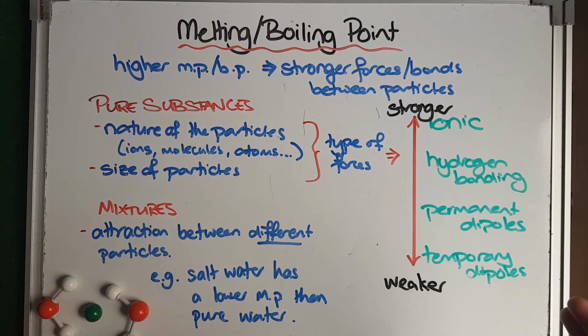A larger electron cloud is more likely to have uneven distribution of electrons. They have what are called temporary dipoles forming.